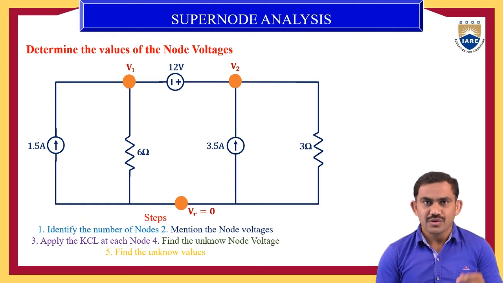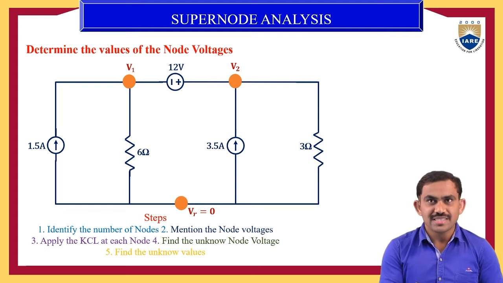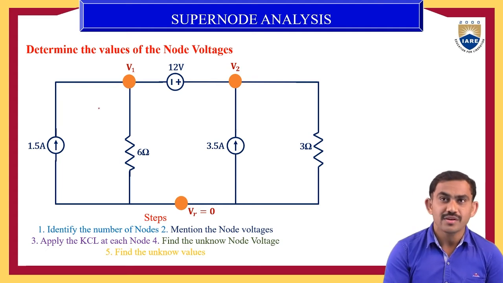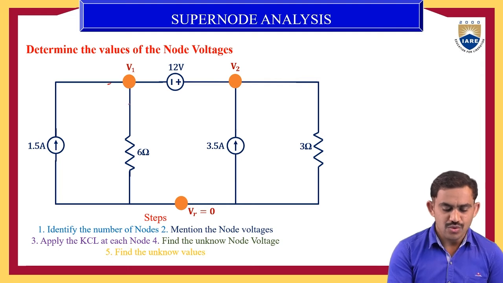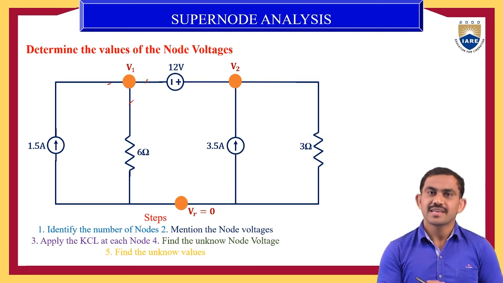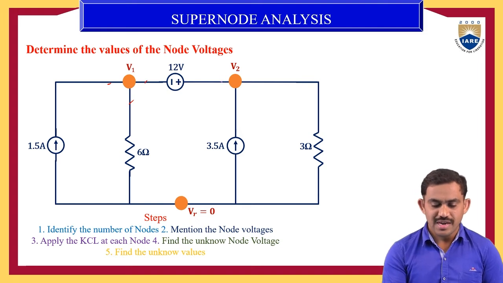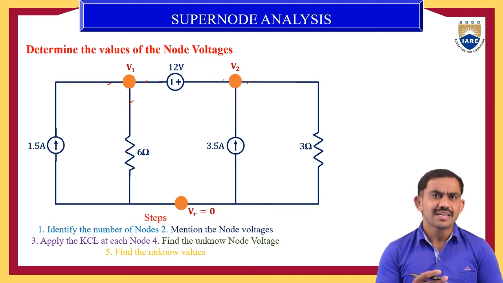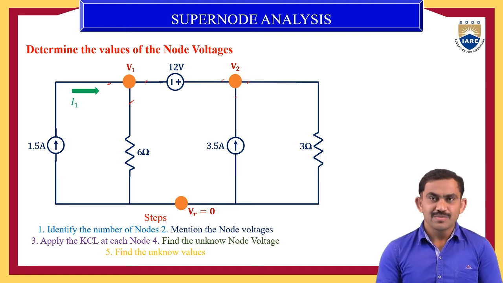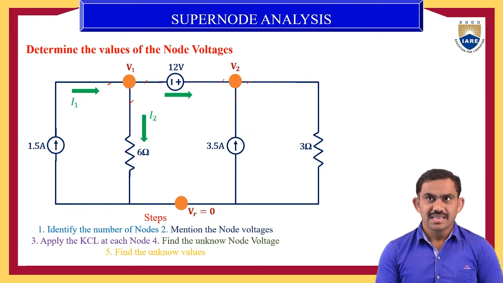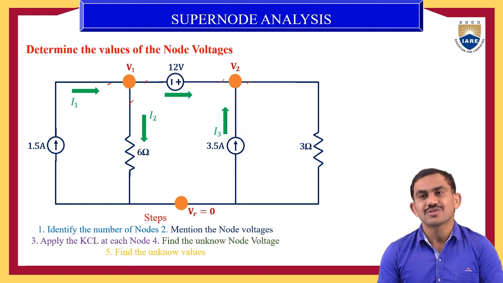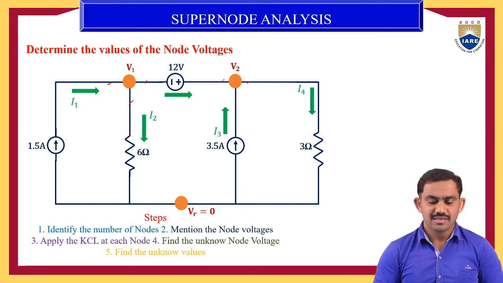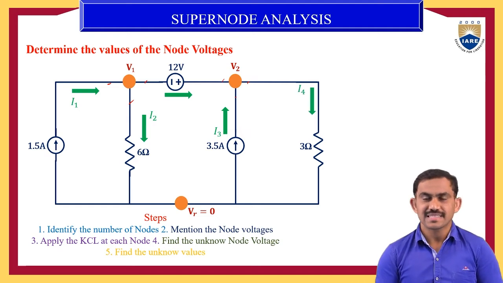For the KCL rule, we require the currents. So for every branch we require a current. At the V1 node, how many branches do we have? 1, 2, 3 branches. So for 3 branches we require 3 currents. Same at the V2 node, we have 1, 2, 3 branches, so we require 3 currents. Now give the current directions. That depends upon you. I have given the source directions here: that is my I1 direction, this is I2 direction, then here I3 direction, same as your source direction, and then one more direction here.